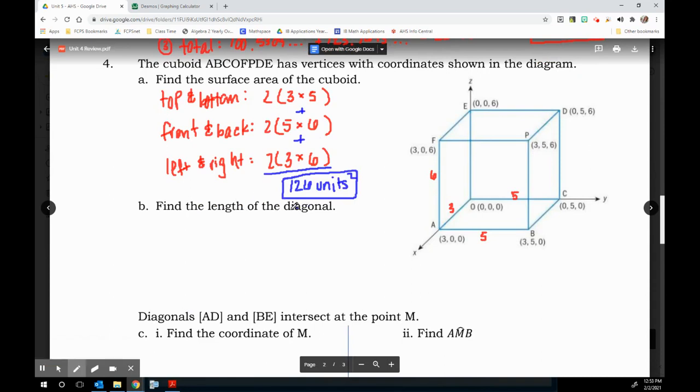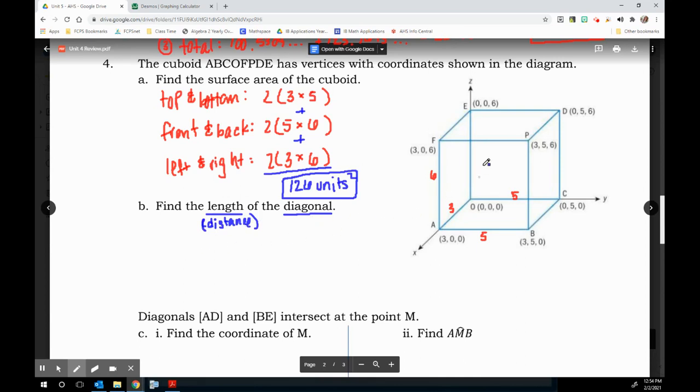All right, next up, they're asking us to find the length of the diagonal. Length meaning distance. There are lots of different options you can use to find the distance, or length, of the diagonal. I'm going to list them out and then explain which one I'm going to use, because it's going to be the easiest one.